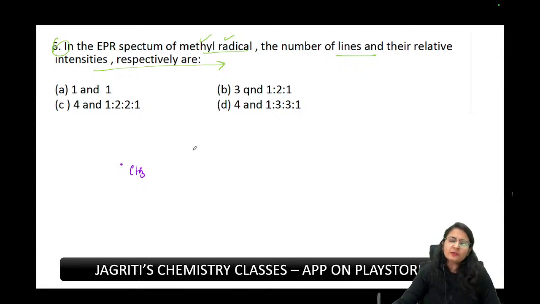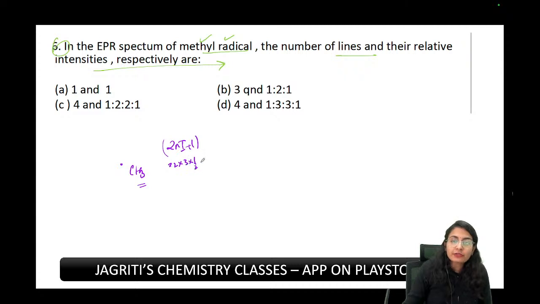तो एक बात बताओ, ये इलेक्ट्रॉन का सिग्नल है ना? Who is going to split this signal? इलेक्ट्रॉन का सिग्नल कौन स्प्लिट करता है? Adjacent protons. So there are 3 protons present over here, 2nI plus 1 formula से 2 into 3 into half plus 1.